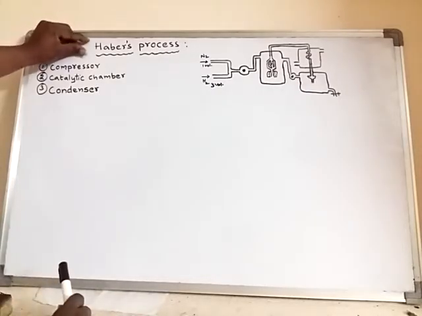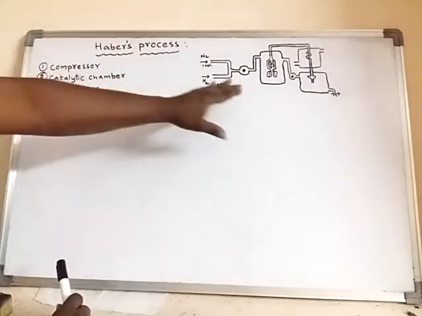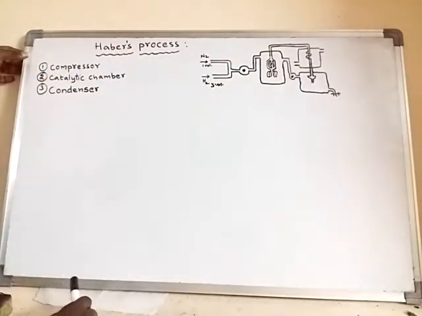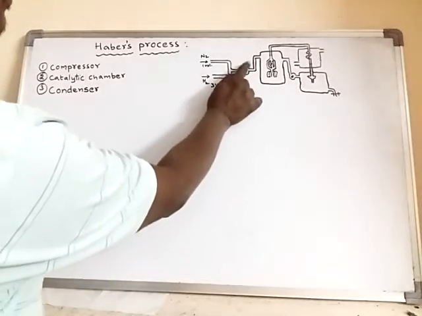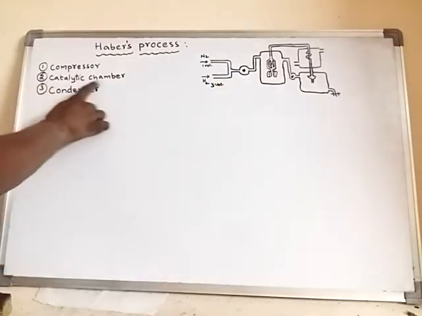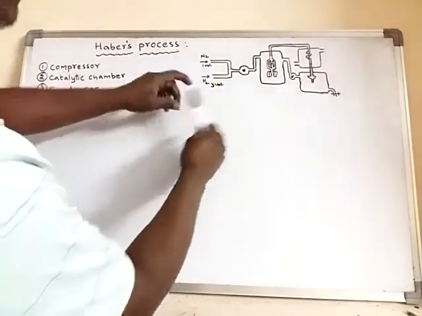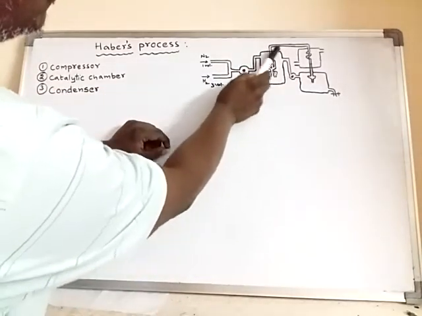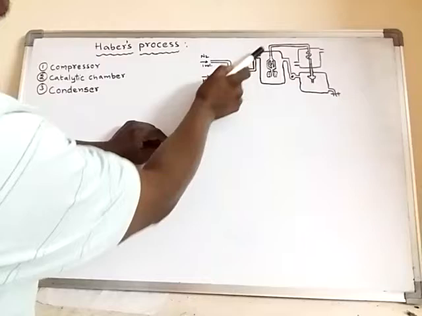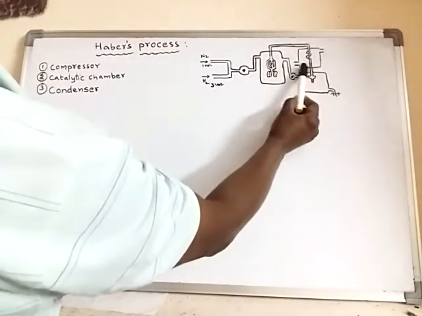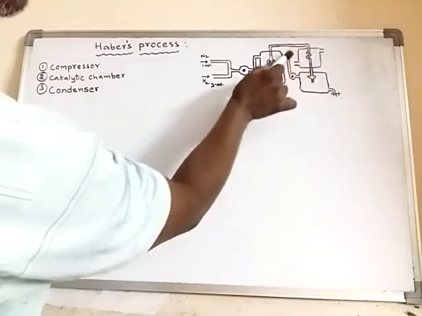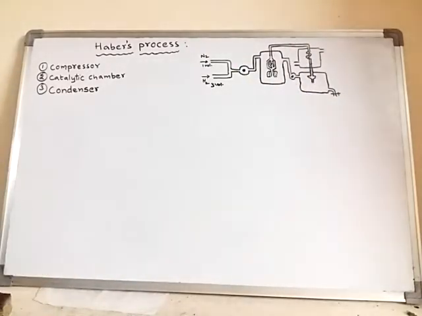In the preparation of ammonia by Haber's process, we use certain things. One is the compressor. Then the catalytic chamber, this middle portion, and a condenser, the upper portion.